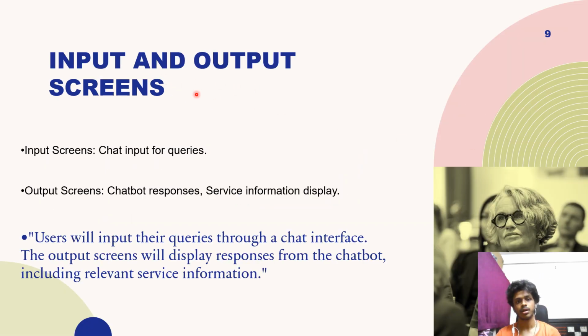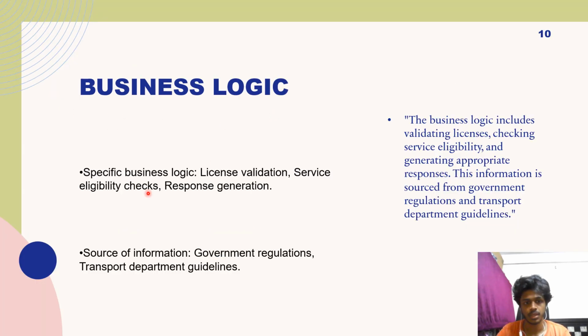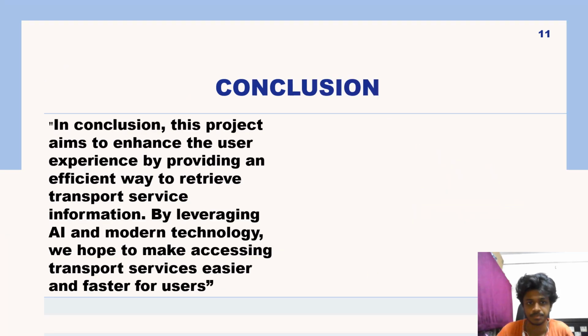Talking about the input and output screens. Input screens are the chat input screens which are used for user queries, and output screens are the chatbot responses provided to the user, and the service information display, which keeps on updating as soon as new information is available. The users will input their queries through chat, and the output screens will display the responses from the chatbot, including all the services. Talking about the specific business logic, it is used for license validation, service eligibility checks, and also for response generation. And as I said earlier, for the source of information, we are using government regulations and transport department guidelines.